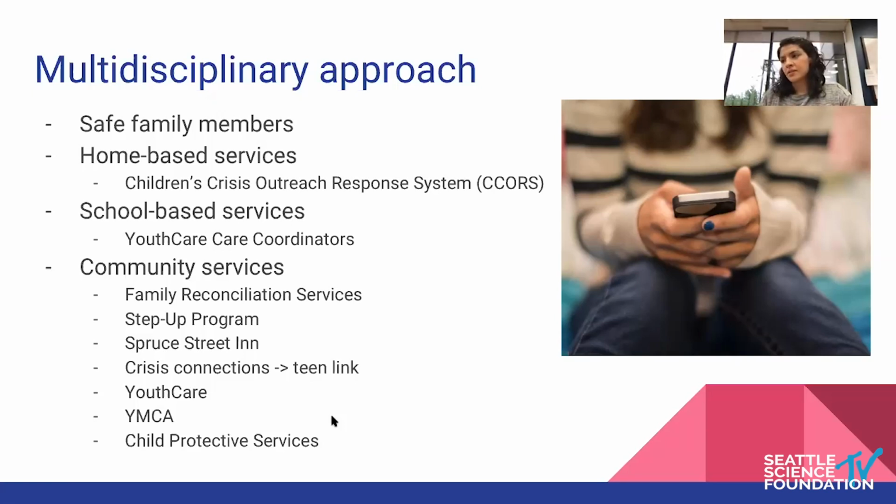These services range from things like 24-hour crisis outreach and in-home crisis response teams that can de-escalate conflict, do behavioral health and suicide risk assessments, and assist with referrals to behavioral health services. And there are also a couple of residential crisis centers for teens who are in acute crisis.